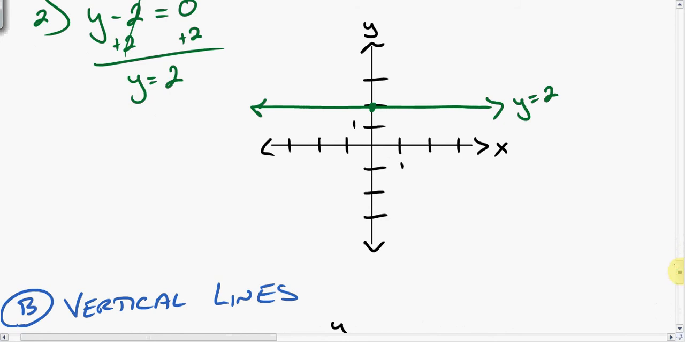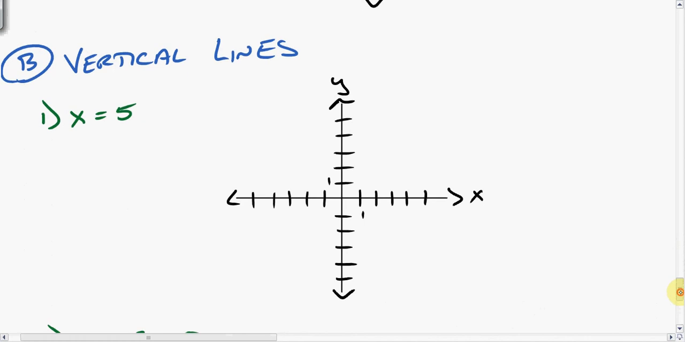Now we're going to move down to vertical lines. If horizontal lines always went left to right, vertical lines are going to go up and down. And instead of having a variable of y, they're going to have a variable of x. Horizontal lines had a slope of 0, but vertical lines will have a slope which is undefined. Any lines going straight up and down are undefined.